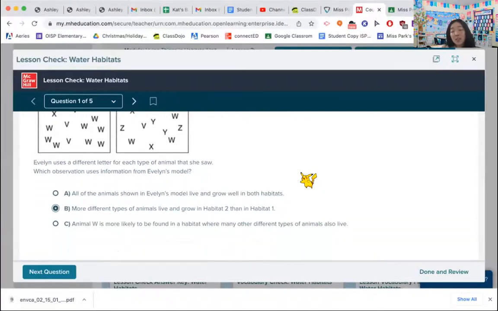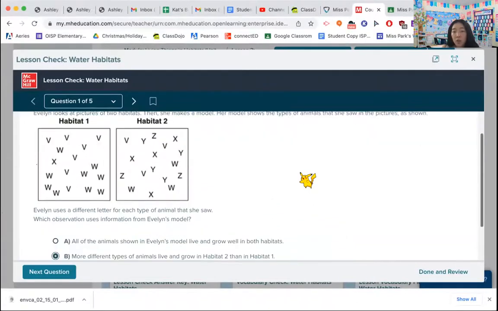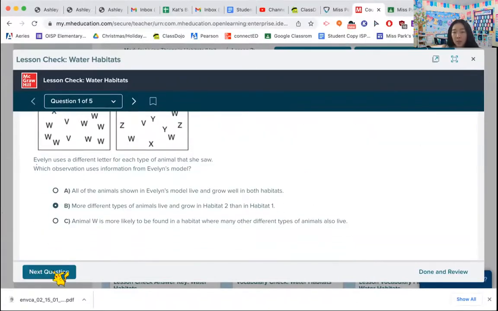Okay. But let's just make sure. Number 3, animal W is more likely to be found in a habitat where many other different types of animals also live. And that is a question that we cannot answer just by looking at our chart. I believe B is the best answer. We're going to move on.